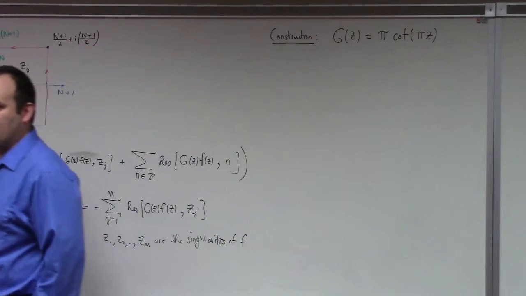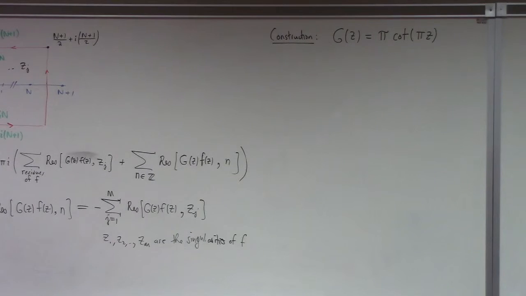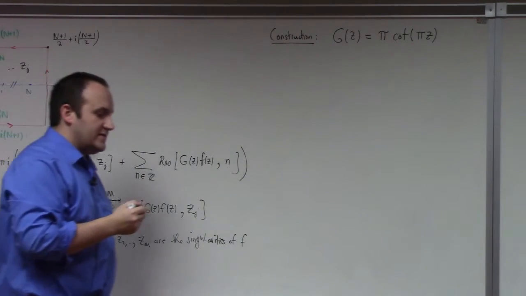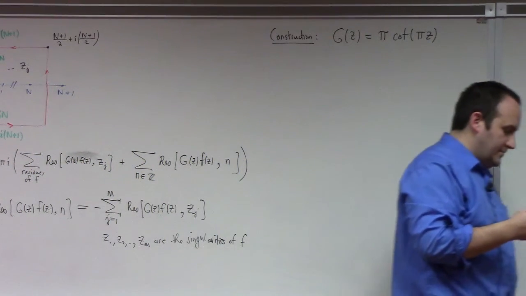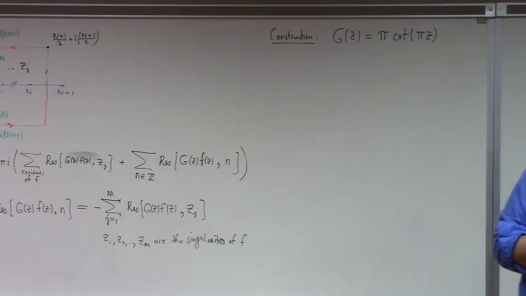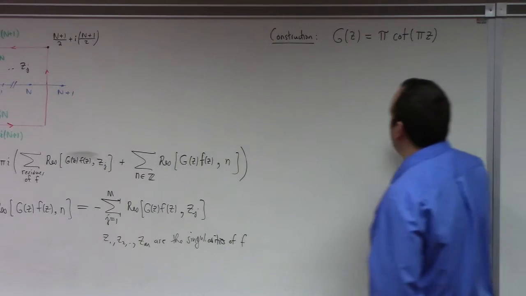So cotangent basically has division by sine. Sine of pi z has simple zeros at integers. And then, of course, cosine is non-zero. It's plus or minus 1 at integer multiples of pi. So cosine pi z is plus or minus 1. And so it's immediately clear that this has simple poles at the integers. What are those residues, though?